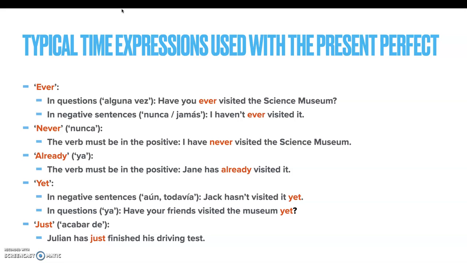Instead of a negative with ever, we can form a positive sentence with the word never, which is negative, and which will make the sentence negative. Remember, the verb must be in the positive. For example, I have never visited the Science Museum. Nunca he visitado el Museo de Ciencia. This is the same as I haven't ever visited the Science Museum.